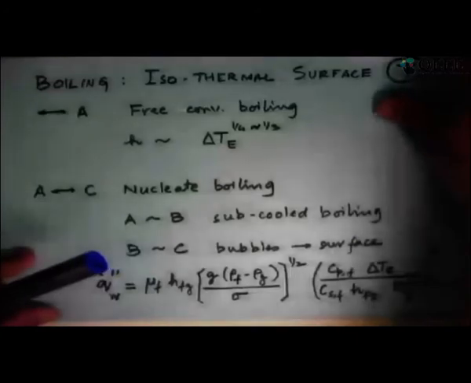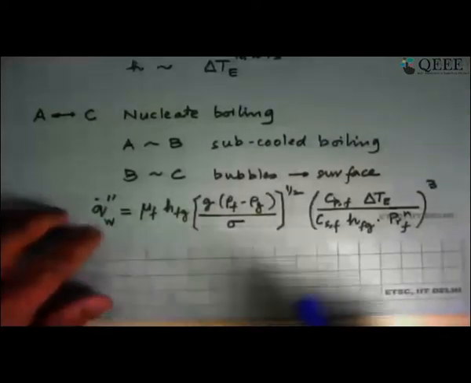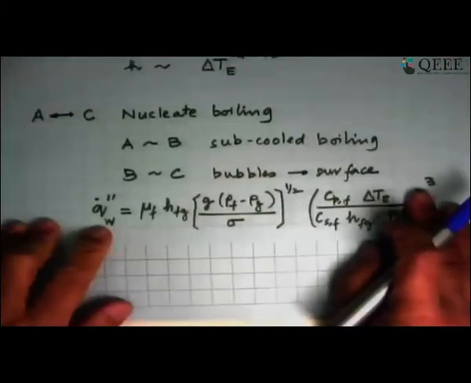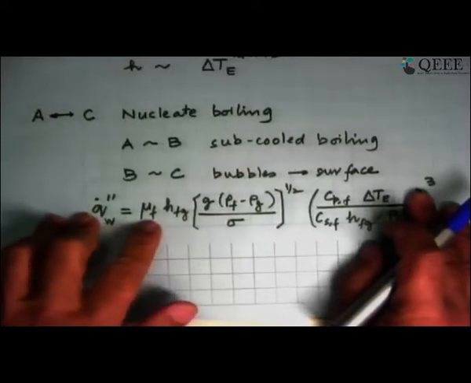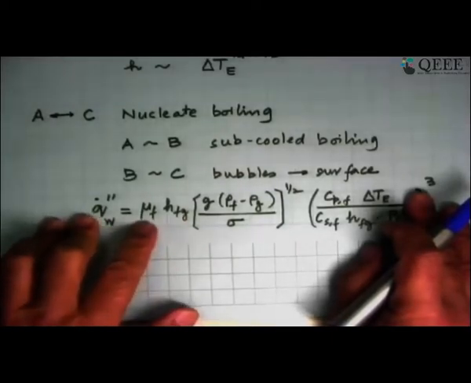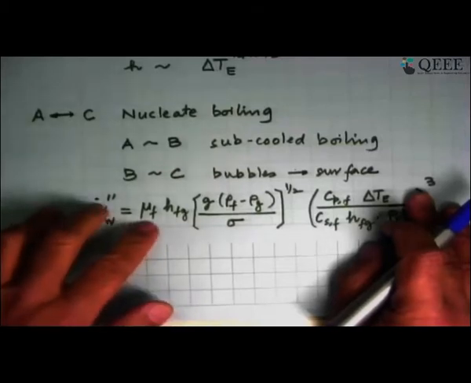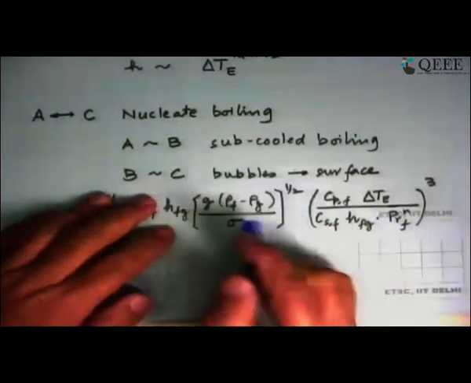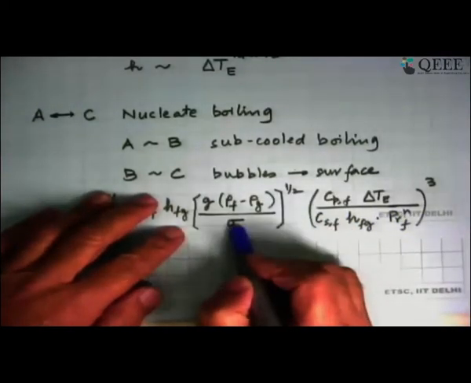And for this entire region, we have a complex dependence on various properties of the fluid. And I've just written the formula here, and we'll try to see what this formula tells us. You have on the left side the wall heat flux, q dot double prime at the wall. This is equal to mu_f into h_fg. Mu_f is the viscosity of the saturated liquid, same thing that we saw in thermodynamics. h_fg, same thing. And you have one parameter, [g(rho_f minus rho_g)/sigma].